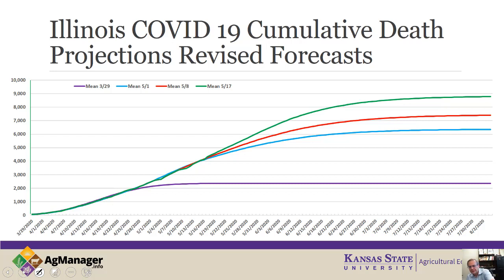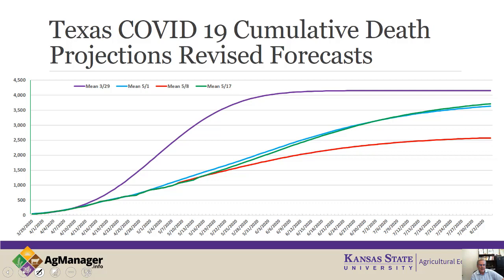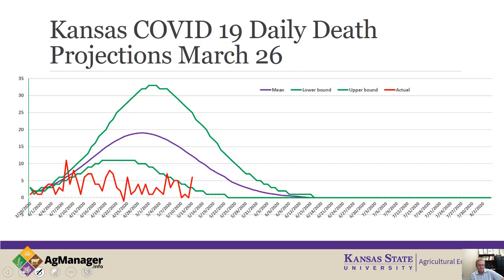Illinois, in terms of essentially as the models have been released, the last 3 models, essentially the levels of death are expected to increase in each revision. Texas, in some respects, dropped to the blue, to the red, and back up to the green. And it's interesting that the May 1st and May 17th model are very much on top of each other.